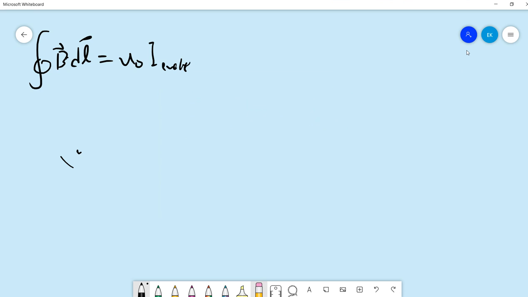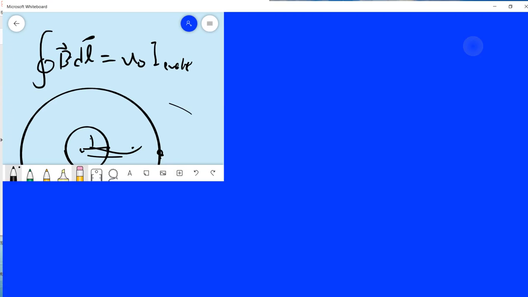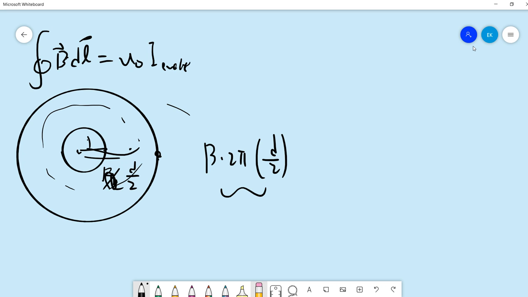So for a single one, this is R. This is your point, right? And this is R over 2. Okay, I should not write R over 2. It should be D over 2, sorry. So Ampere's law gives B times 2 pi R, and R is basically D over 2, equals the current. Basically, this is the total current enclosed, which I should write with D over 2.